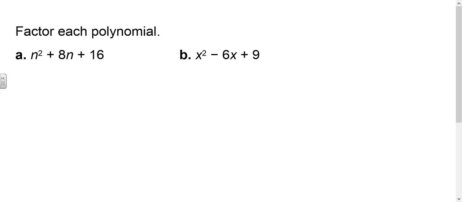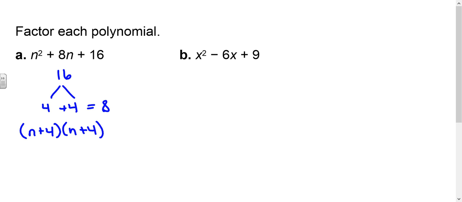All right, now we're back to trinomials. Remember, they have to multiply to be this number, so they have to multiply to be 16, and they have to add to equal 8. Okay, so let's think of the factors of 16. We've got 1 and 16, 2 and 8, 4 and 4. Well, which ones add to be 8? That would be 4 and 4. So really, we're going to have n plus 4 times n plus 4.